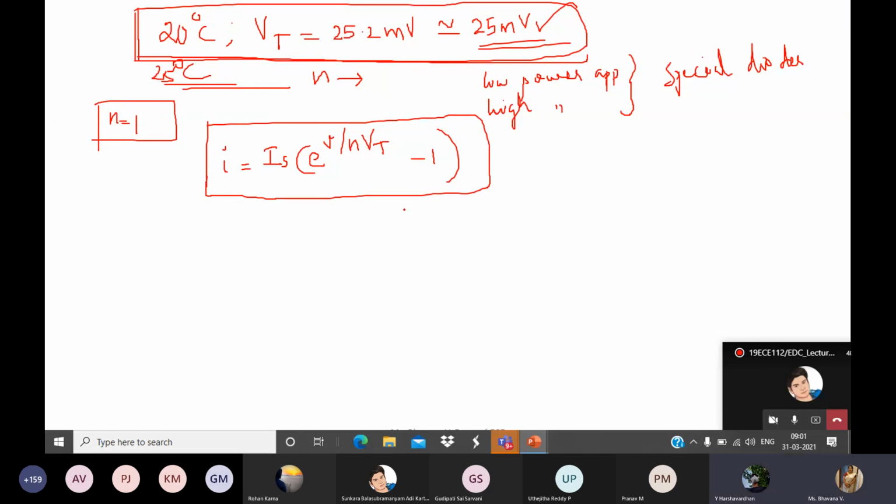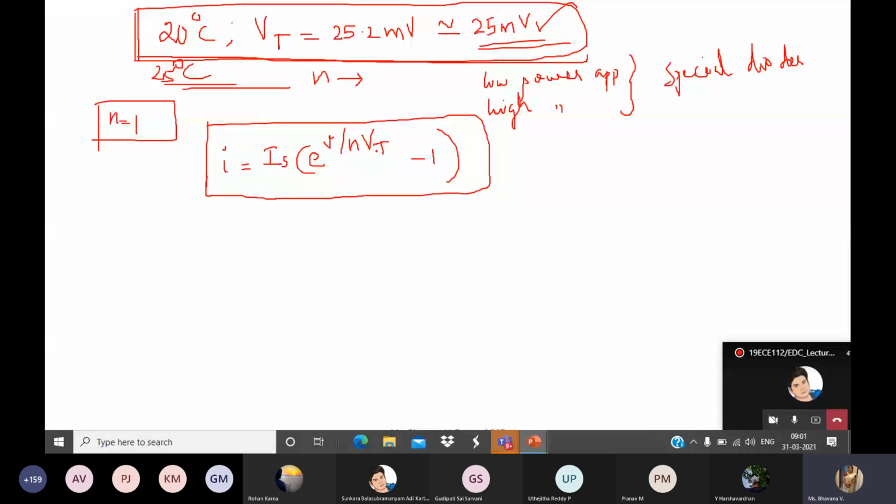So I is the diode current, IS is the saturation current. It is also known as scale current. Why? Because it is directly proportional to the area of cross section. So as area doubles, IS doubles, and since I is directly proportional to IS, I also doubles. V is the terminal voltage. We are discussing diode operating in the forward bias region, so V will be positive. So the diode current equation will be as such only.